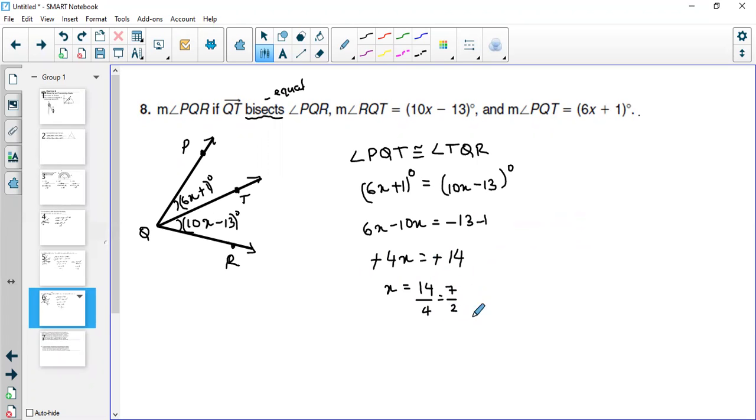Now still it is not in a proper form. We need to either convert this into a fraction or into a mixed number. So let me convert this into a mixed number.